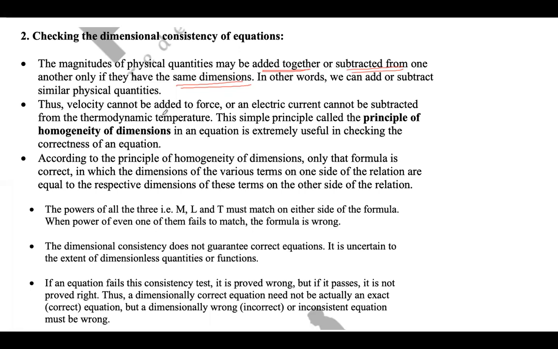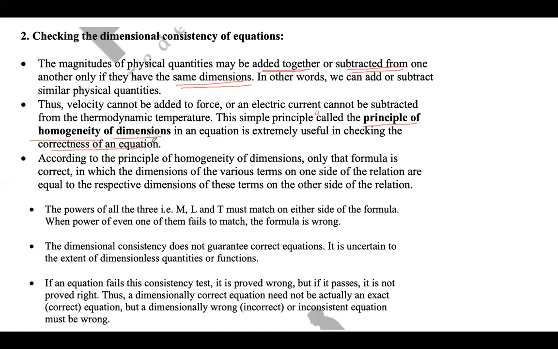Thus, velocity cannot be added to force, or an electric current cannot be subtracted from thermodynamic temperature. This simple principle is called the principle of homogeneity of dimension, and it is extremely useful in checking the correctness of an equation. So whether an equation is correct or not can be found out using the principle of homogeneity of dimensions.